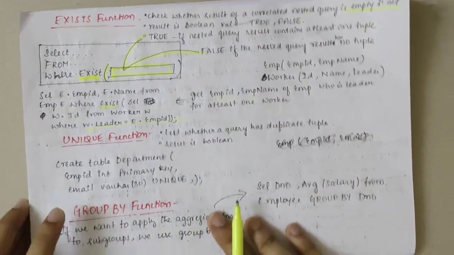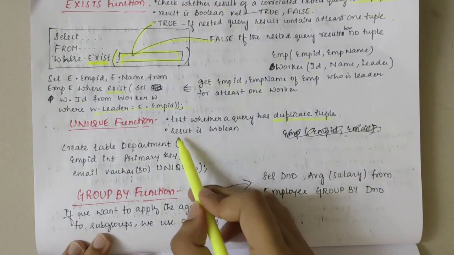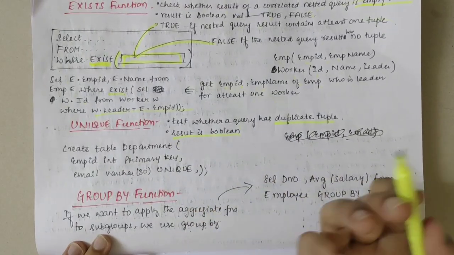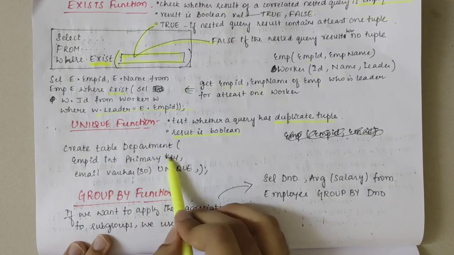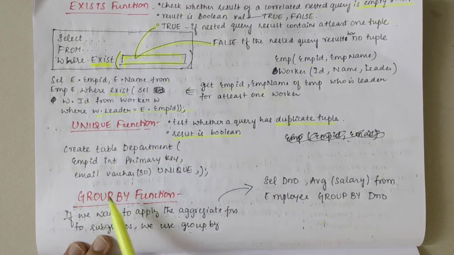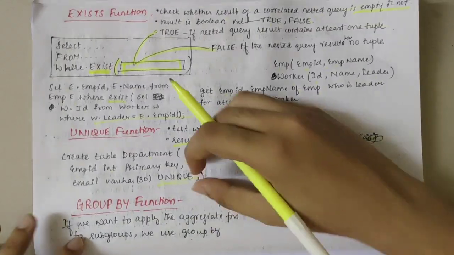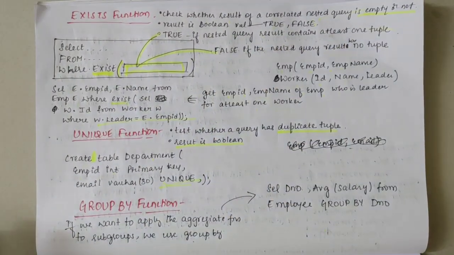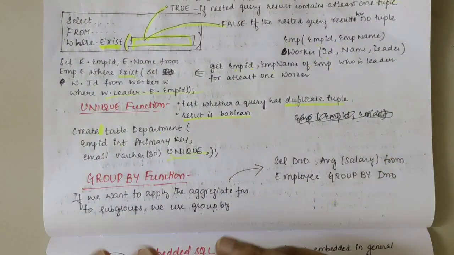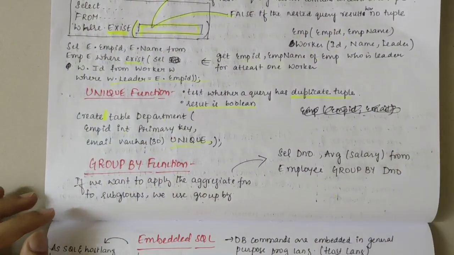Coming to the next, we have the UNIQUE function. It tests whether a query has duplicate tuples. The result is true or false, that is Boolean. So you write create table department, employee ID int primary key, defining all the constraints of employee ID. In email, it has to be unique, so I can write UNIQUE here. It could be used either in the creation part or in nested queries also. This creation part could be an easy example to write, so that's why I've written this. You can write it for a nested query also.